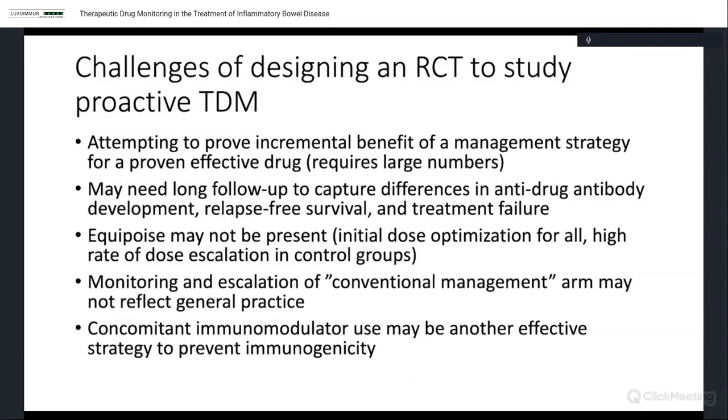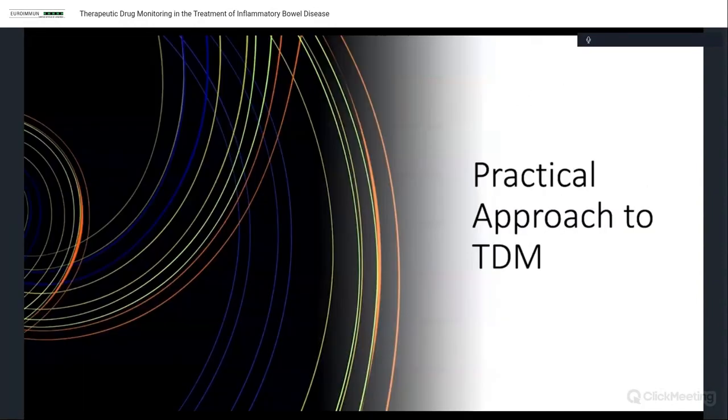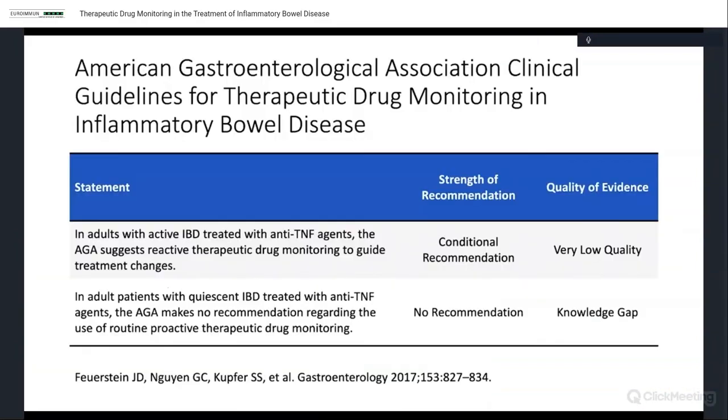And lastly, the use of a concomitant immunomodulator may be another effective strategy to prevent immunogenicity. And in some of these trials, patients were on immune modulators, and that may be an alternative and mask any benefit to proactive TDM. So with that evidence in mind, I will share some guidelines from medical associations and expert consensus and the practical approach to TDM that we employ in clinical practice.